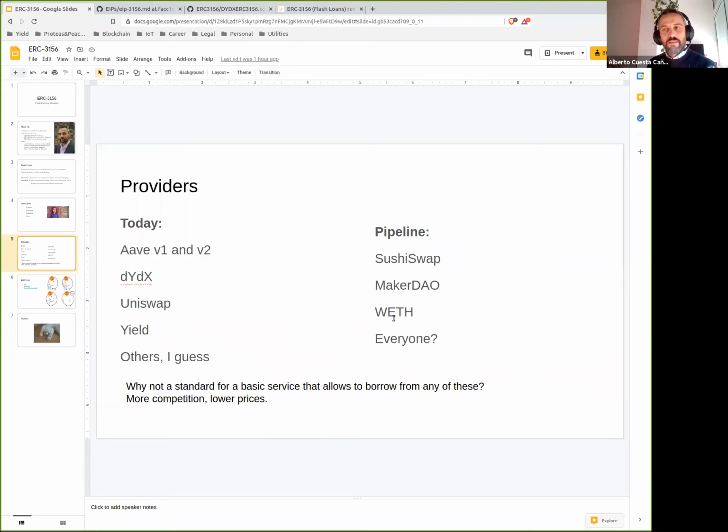So in which sense is it better? It's simple, it's safe. In which sense is it worse? It doesn't offer all the features. If you want all the features, you need to go to the non-standard features of the lender.